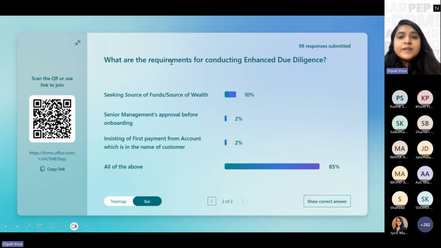What are the requirements for conducting enhanced due diligence? Okay. So seeking source of fund, source of wealth, senior management's approval before we onboard a high risk customer, and also making sure that the first payment is coming from their account, which is in their own name. So that is the requirement of EDD. So the correct answer is all of the above.